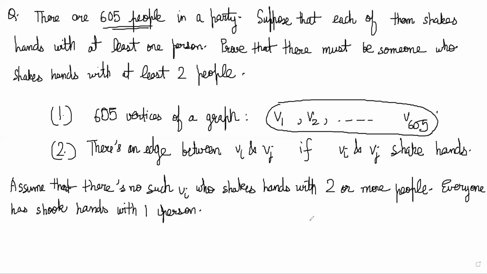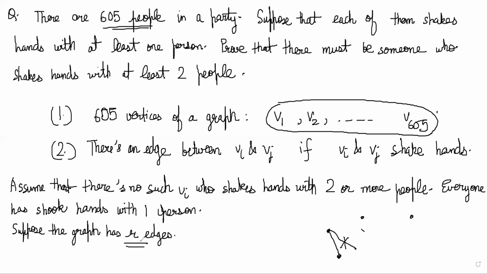So what does that mean? That means that the situation is somewhat like this. Each of these vertices has one link to some other vertex, something like that. There cannot be two. This is not possible now. Okay, so suppose the graph has R edges. Whatever this graph will be, it will have some number of edges. Let the number of edges be R.